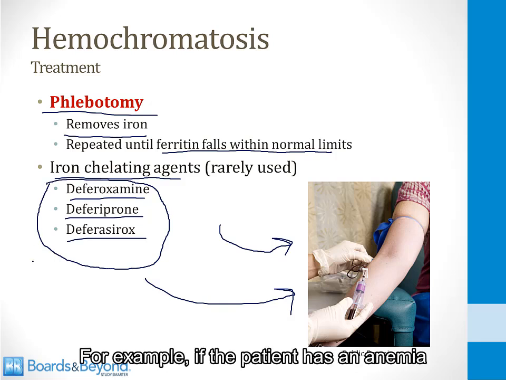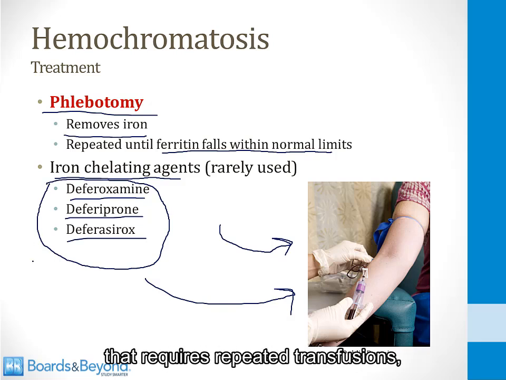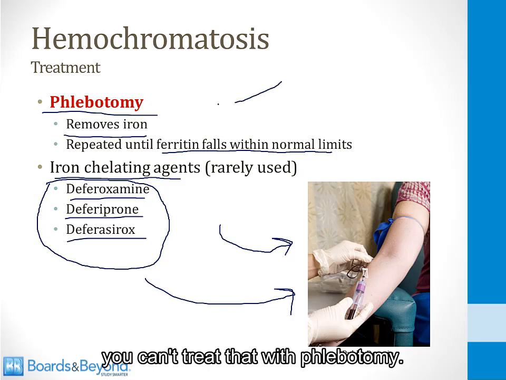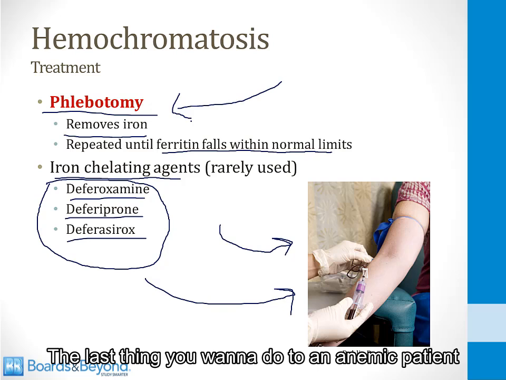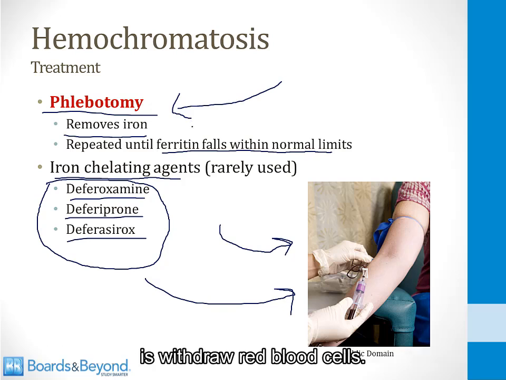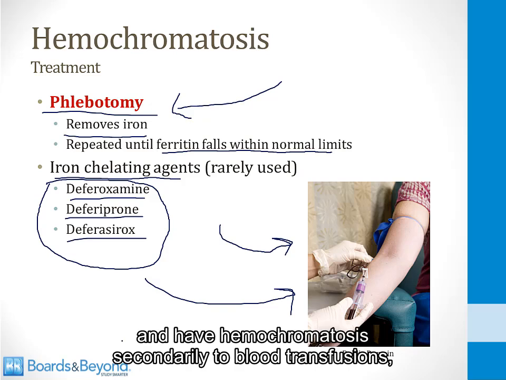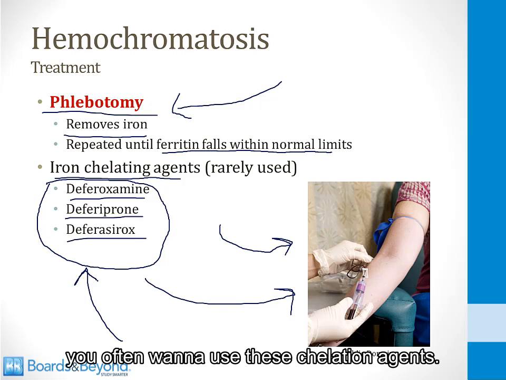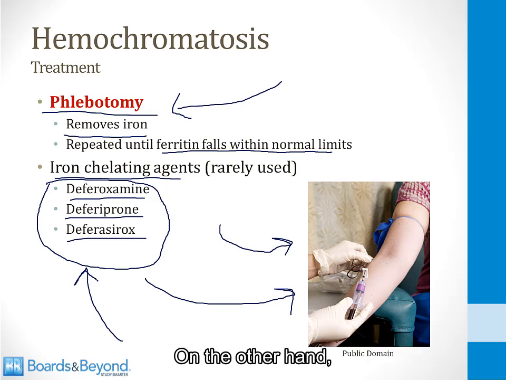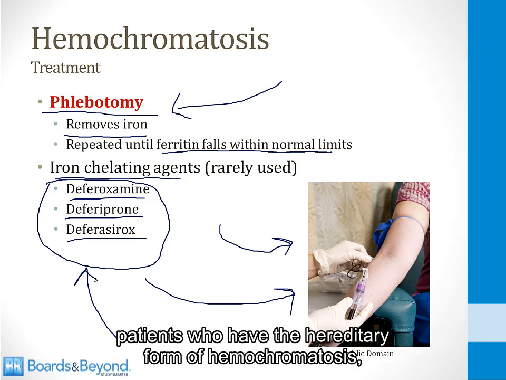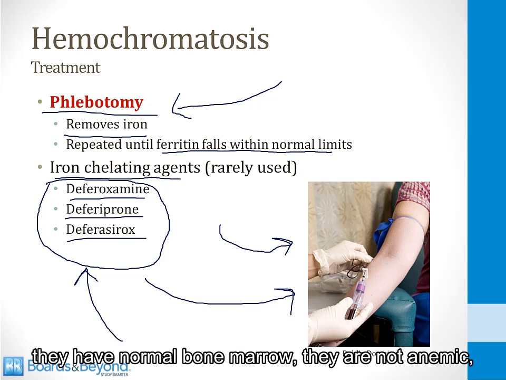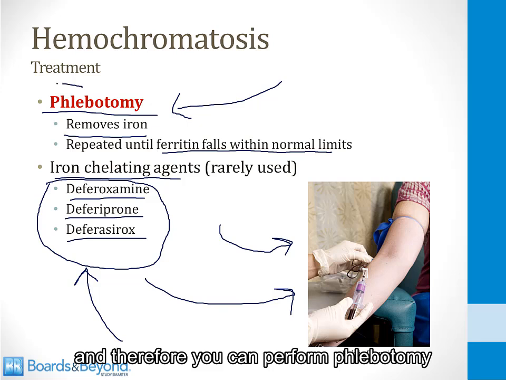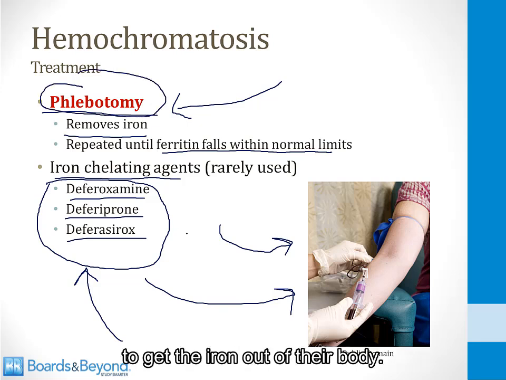For example, if the patient has an anemia that requires repeated transfusions, you can't treat that with phlebotomy. The last thing you want to do to an anemic patient is withdraw red blood cells. In patients who are anemic and have hemochromatosis secondarily to blood transfusions, you often want to use these chelation agents. On the other hand, patients who have the hereditary form of hemochromatosis, they have normal bone marrow, they are not anemic, and therefore you can perform phlebotomy at regular intervals to get the iron out of their body.